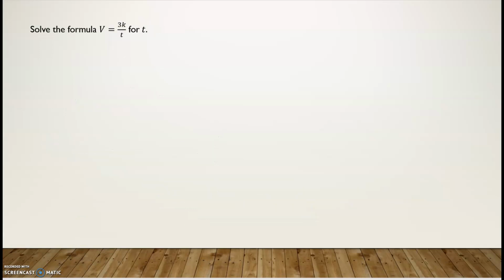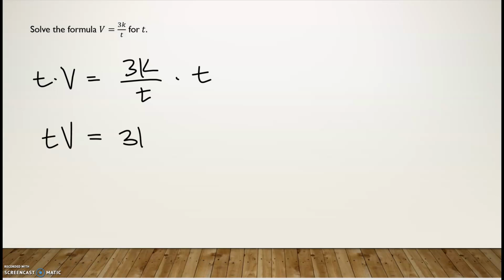Okay, V equals 3K divided by T. We're trying to solve for T. First thing I would do is multiply both sides by T. So I've got T times V is equal to 3K. And then I'm going to divide both sides by V. So T equals 3K divided by V. And that's your answer right there.